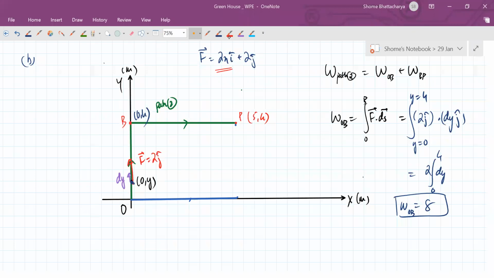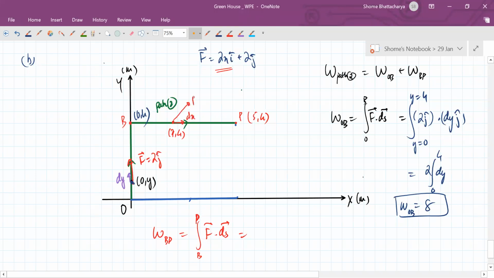It should come out to be the same value. Now calculate the work done from B to P. Going from B to P, at any point like this, your x coordinate is variable and your y coordinate is fixed at 4. But your displacement is along the x axis and your force is like this.